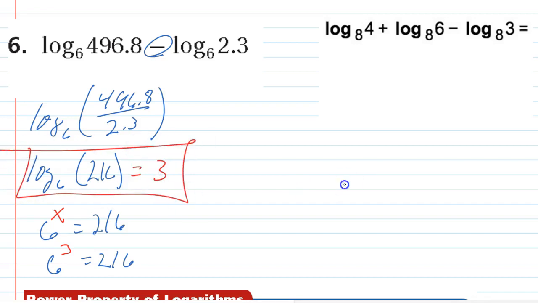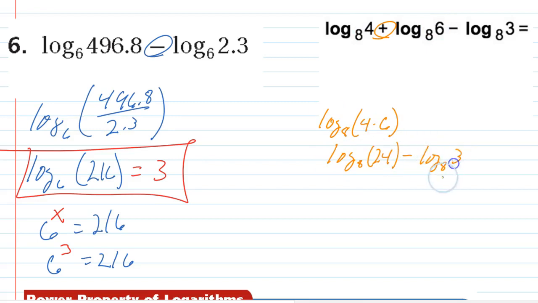Now the next one has both pluses and minuses. We follow our order of operations, and our order of operations tells us to move from left to right. So the first part we have is the plus sign. The plus sign tells us to multiply. That's going to be 4 times 6, and log base 8 of 4 times 6 is 24. Now there's a minus log base 8 of 3.